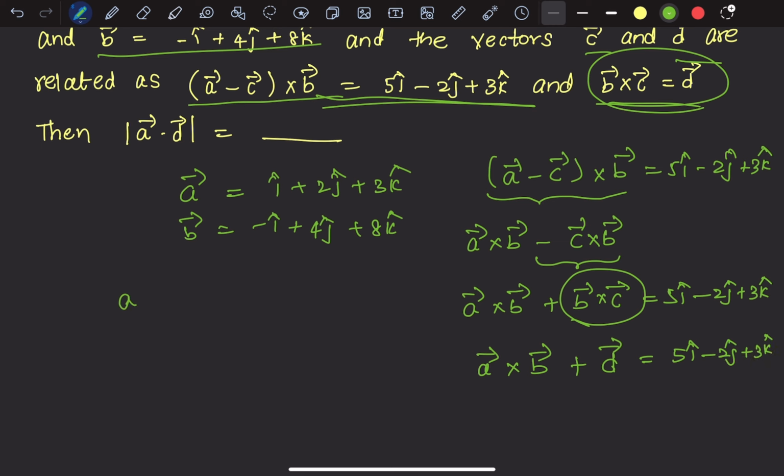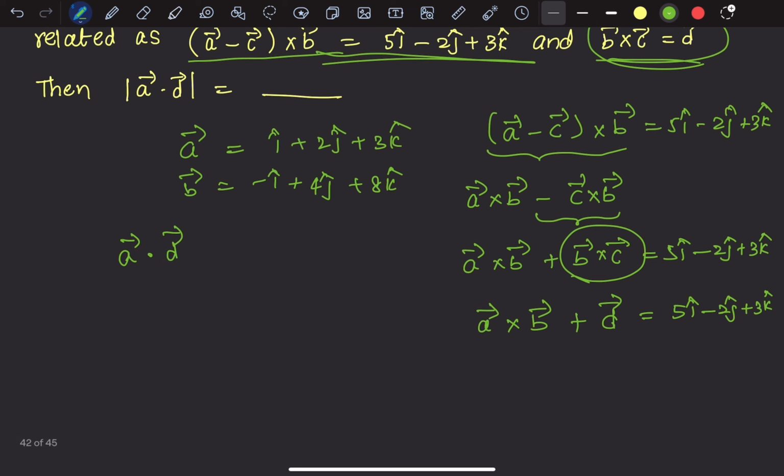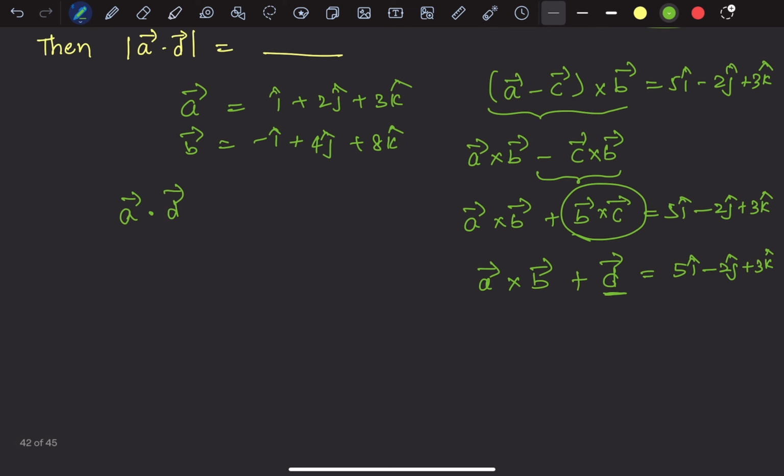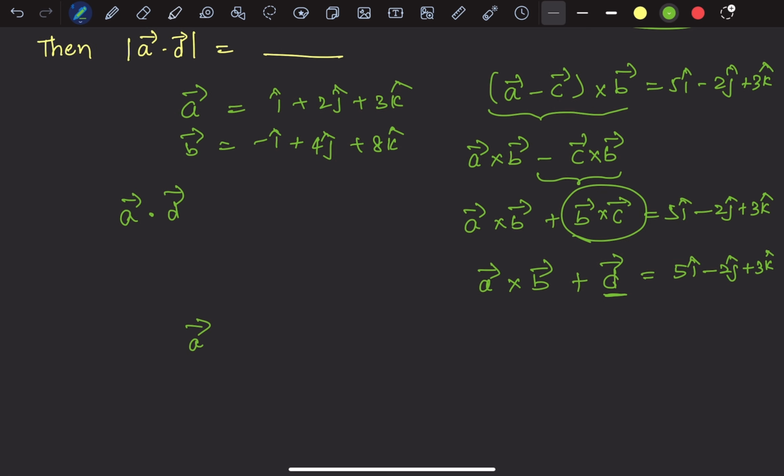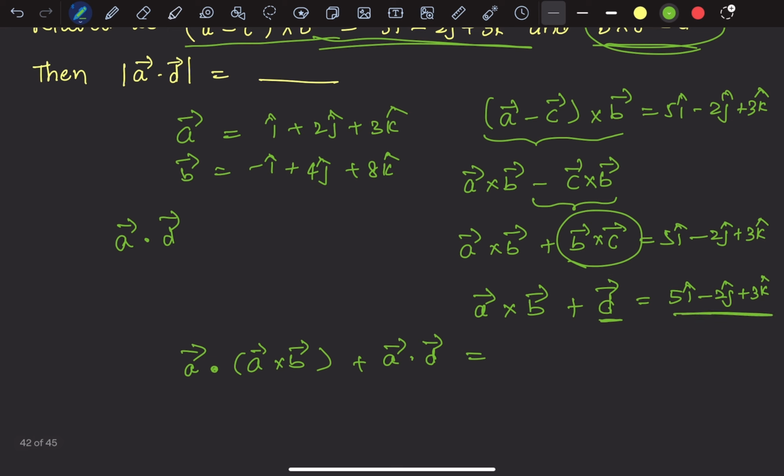Now they're asking us to find out A bar dot D bar. So we have D bar here. If we take the dot product on both sides with A bar, you'll get A bar dot (A bar cross B bar) plus A bar dot D bar is equal to A bar dot this whole vector.